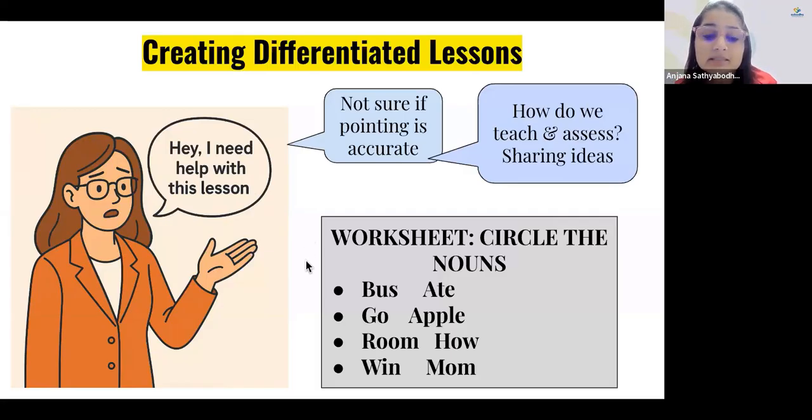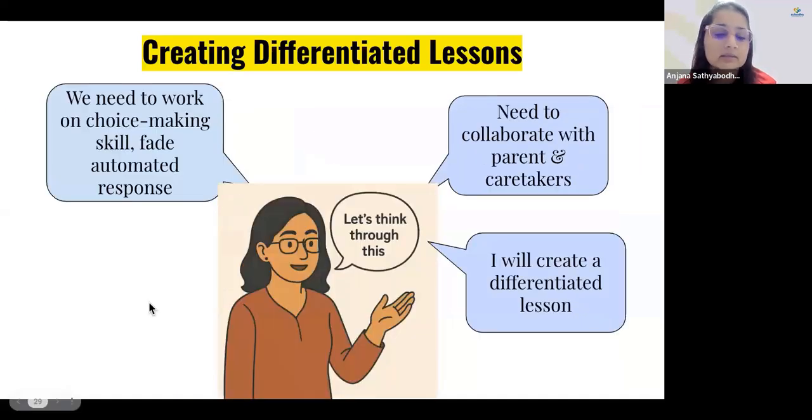On one instance, teachers used a lot of worksheets along with their teaching and even during assessments. So, for example, this was one of the worksheets: circle the nouns. Given two words, they had to find the nouns. The lesson was about nouns. One particular student had difficulty with that. So this is just a visual, the teacher coming and asking for help, and then the SLP trying to think and coming up with some solutions.